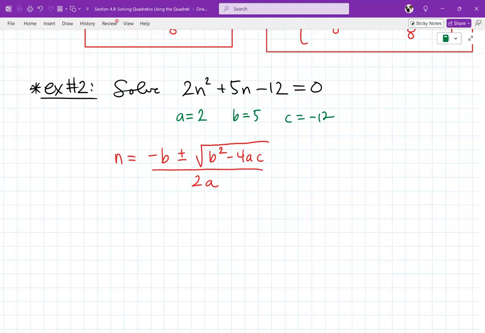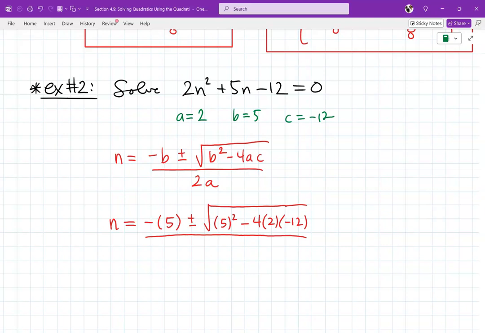All right, so let's plug it in. N equals negative of b, which is 5. So notice, even though 5 is not negative, I still put in a parenthesis. Anytime I plug stuff in, I put parentheses around it. Plus or minus the square root of b squared, so that's 5 squared, minus 4 times a, which is 2, times c, which is negative 12, over 2 times a, which is 2.